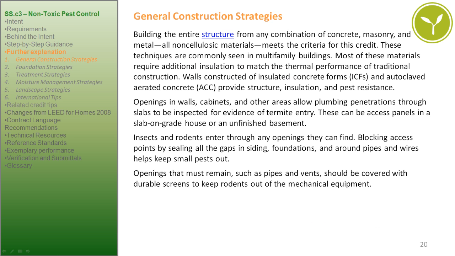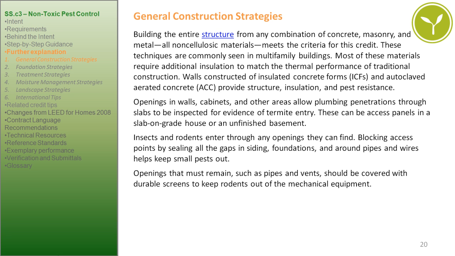We will now proceed to further explanation. General construction strategies. Building the entire structure from any combination of concrete, masonry, and metal, all non-cellulosic materials, meets the criteria for this credit. These techniques are commonly seen in multifamily buildings. Most of these materials require additional insulation to match the thermal performance of traditional construction. Walls constructed of insulated concrete forms, ICFs, and autoclaved aerated concrete, or AAC, provide structure, insulation, and pest resistance.